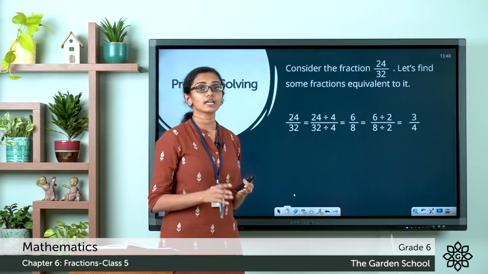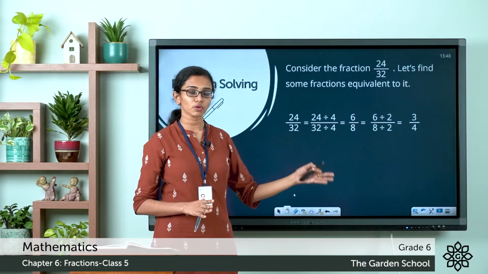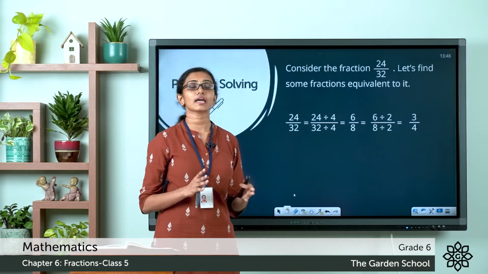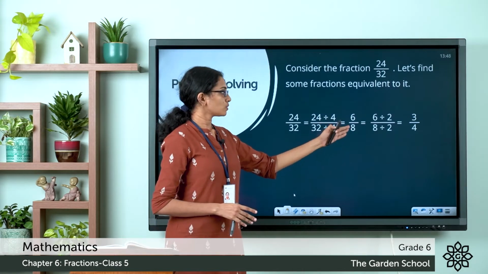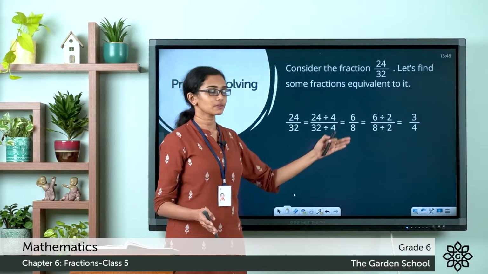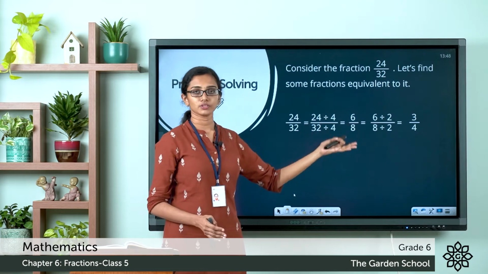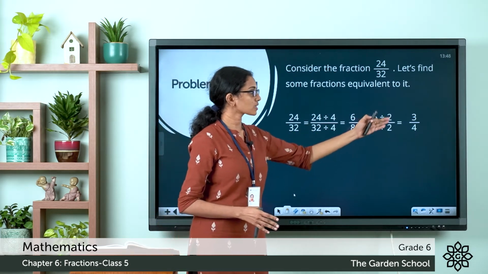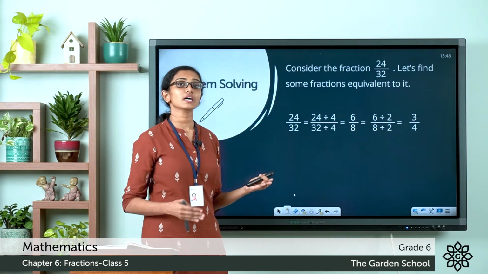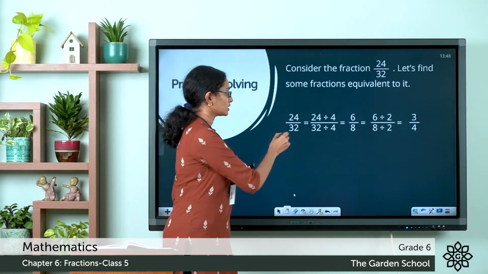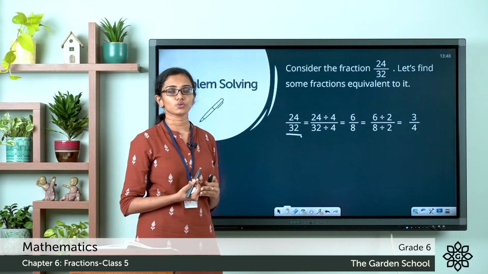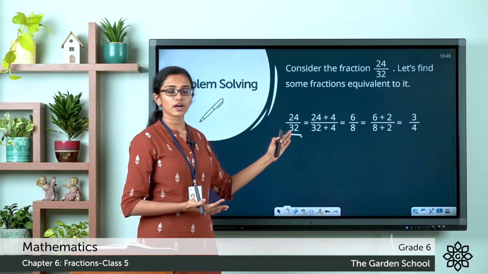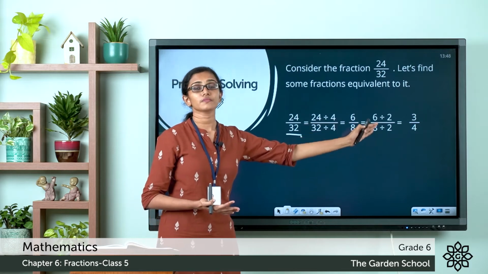Now 6 by 8 can again be reduced. So I am going to divide both the numerator and the denominator with a common factor again. Both these are multiples of 2. So let's divide 6 and 8 by 2, that is both the numerator and the denominator by 2, which gives me 3 by 4. So this is another equivalent fraction of the original fraction 24 by 32. So see, we reduced the given fraction to a simpler form.